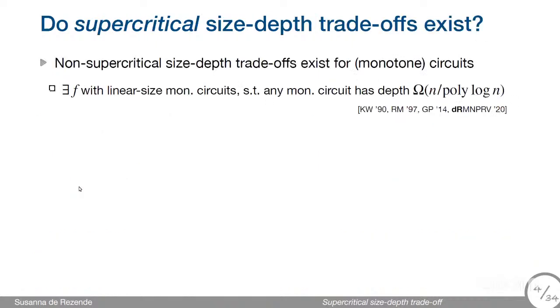Okay, so this question, which we'll talk about today, is do these supercritical trade-offs exist? And we know that non-supercritical trade-offs exist. So we do know in the particular case of monotone circuits, we have very extreme examples. So we know that there are functions which have linear monotone circuits, so as small as it gets, but any monotone circuit requires depth which is almost linear, n over polylog.